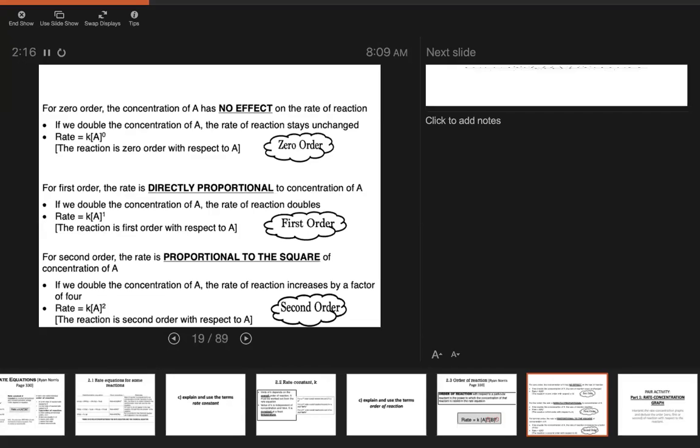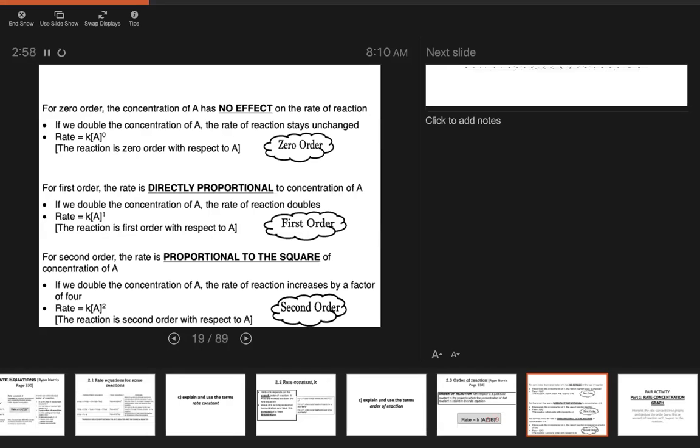As for second order, the rate is proportional to the square of the concentration of A. So that means if I double the concentration of my reactant, the rate of reaction will go up by 4, right? You will see sometimes in textbooks or on the internet, they will use the term fold, like increase by 2-fold, and then increase by 4-fold, etc. This means increase by 2 times. Fold and times is the same concept.